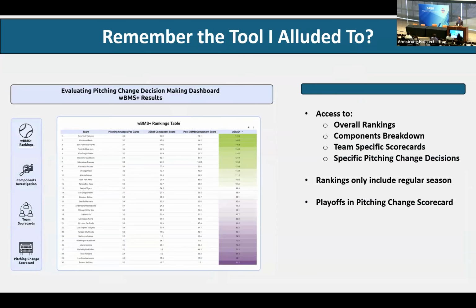So earlier I asked to see a raise of hands if you were interested in seeing a tool that would aid in this sort of discussion. I have created a dashboard and it does have all this information, has overall rankings, component breakdown, team-specific scorecards, and my personal favorite, the specific pitching change decision tab as well. The rankings only include the 2023 regular season. The playoffs are available in the pitching change scorecard section.